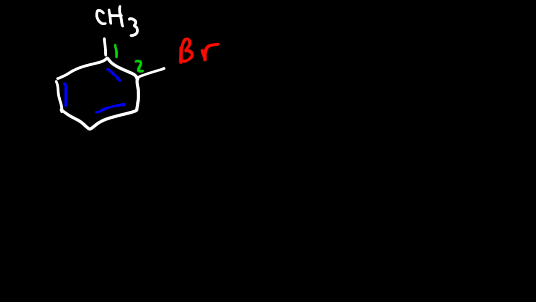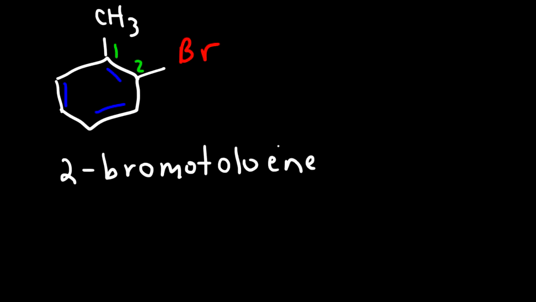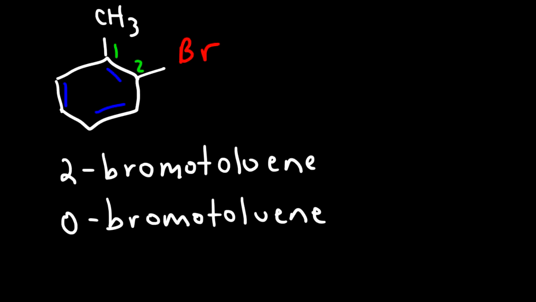Therefore, we're going to count the methyl group as carbon 1 because it's part of the parent name. So therefore, we're going to call this 2-bromotoluene. Or we could say ortho-bromotoluene. You can use ortho, meta, and para for any time you have a disubstituted benzene derivative. That's when you have only two groups attached to it.